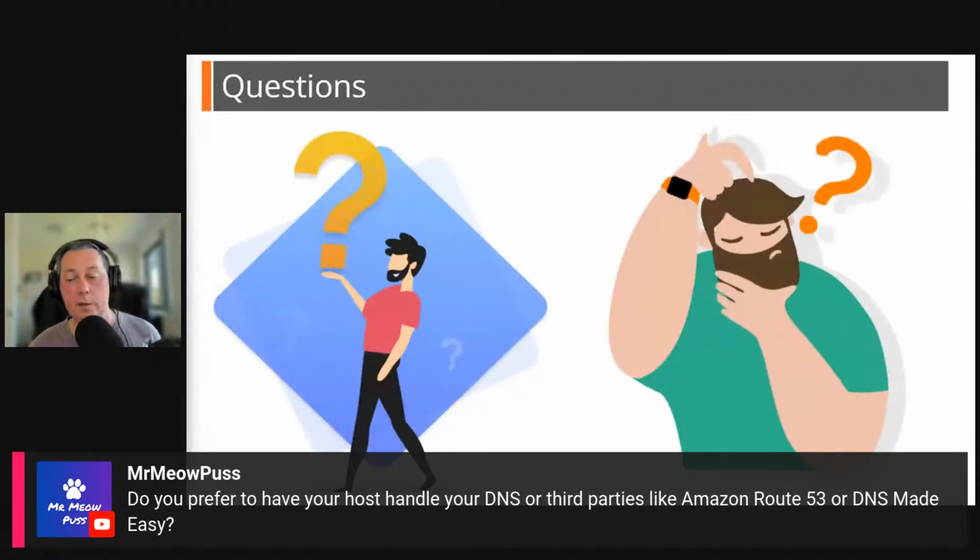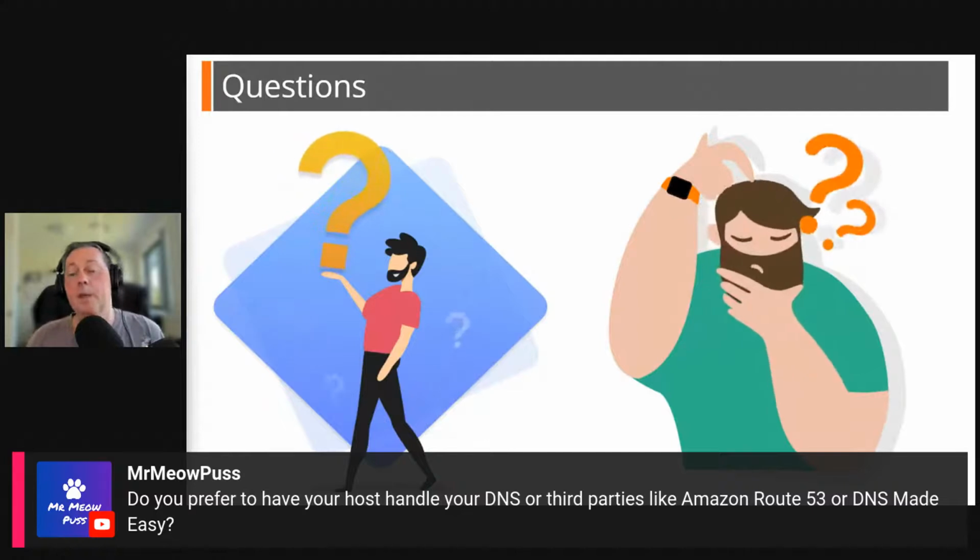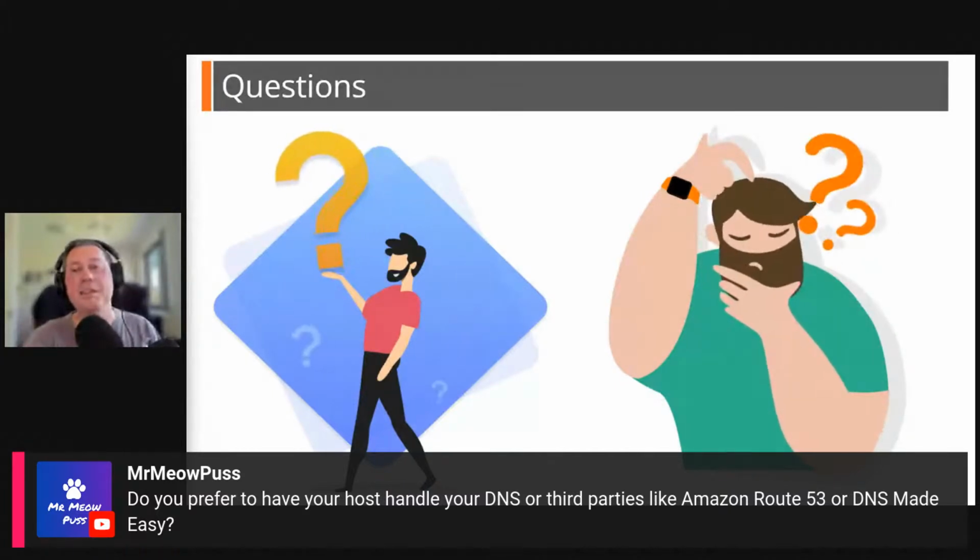I prefer to handle them myself rather than third parties. However, I do have clients that are on Amazon, and of course they use Route 53 as well. For myself, it adds more complexity onto the system, because as well as the actual DNS records, you're now having to manage another service that is managing the DNS for those.